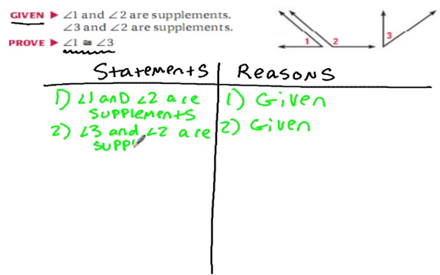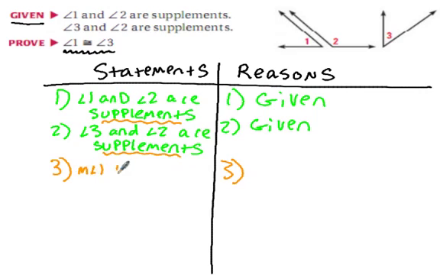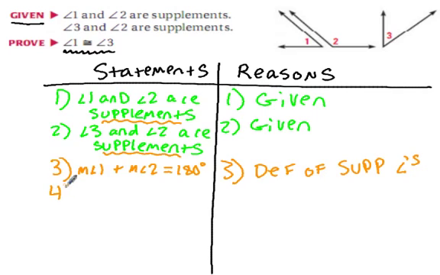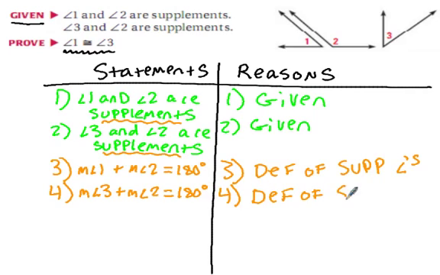So if we know that they're both supplements, then what's special about supplements? Well, we know that supplements add up to 180 degrees. So we're going to say that the measure of angle 1 and the measure of angle 2 equals 180 degrees. And that's the definition of supplementary angles. 4. We also know that angle 3 and angle 2 are supplements. So the measure of angle 3 and the measure of angle 2 equals 180 degrees. Also the definition of supplementary angles.